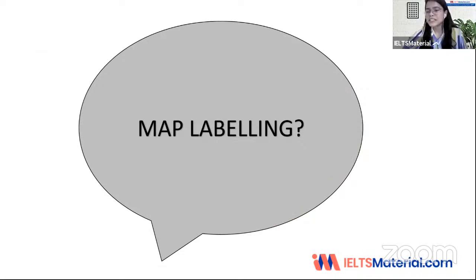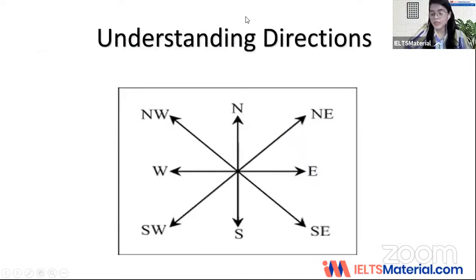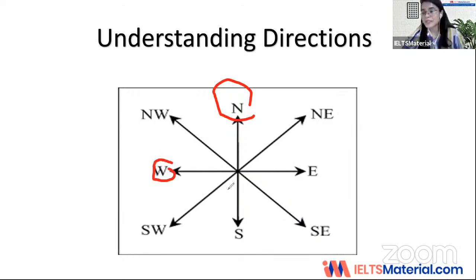One major thing when it comes to map labeling, students, is that you must understand your directions. So what directions do we know? Our directions are north, south, west, and east. I know that all of you would be like, okay, we know our directions, but trust me, this is one major part where we lack. When the audio tells us you have to move to the east direction, we forget which is the east direction. We forget which is the west direction.